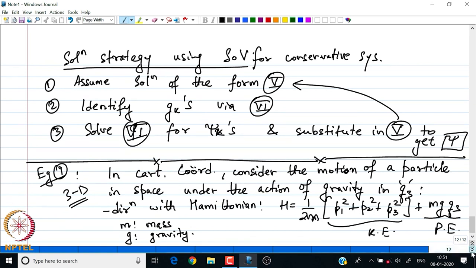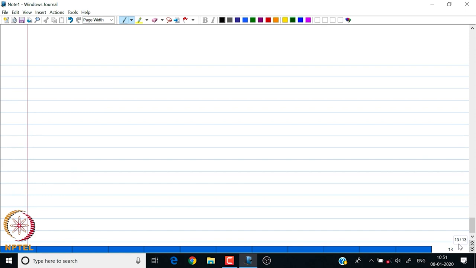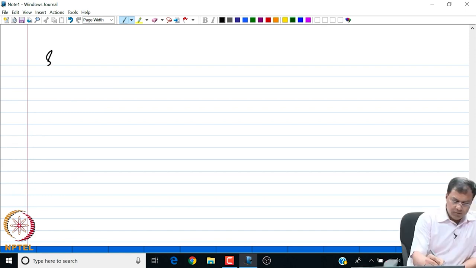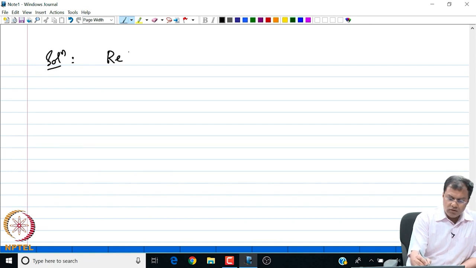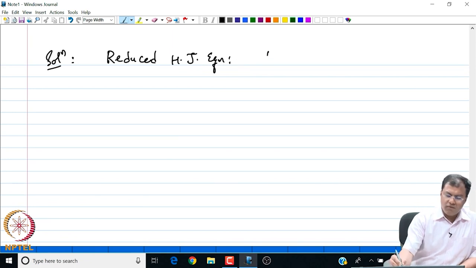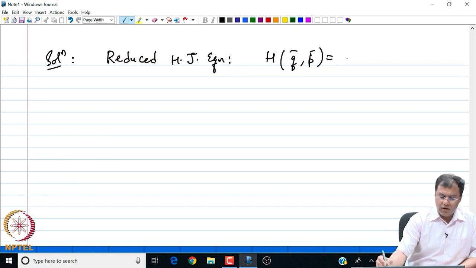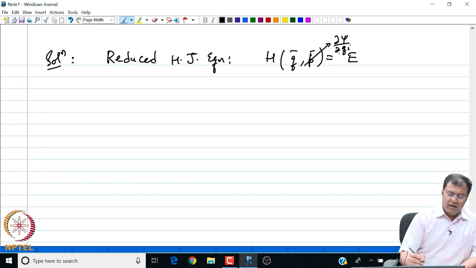Now, we write down our reduced Hamilton-Jacobi equation. So, my reduced Hamilton-Jacobi equation is as follows. H of q bar comma p bar is equal to a constant. Let me call this E. And then from here, I replace p by del psi del q i. And I know the form of the Hamiltonian, so I get the equation as follows.